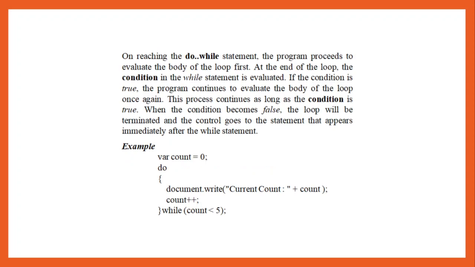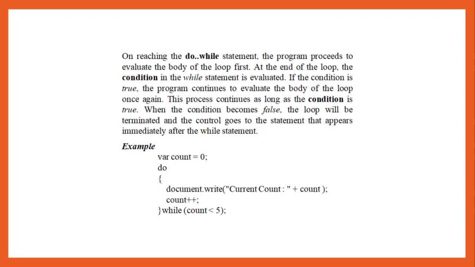See the example for the same program where count is 0. Here, whether the condition is true or false, the body of the loop is executed at least once. So count is 0. document.write(count++). Now it will check the condition 0 less than 5. Now the condition is true. Again it will execute the do while block. The body of the loop is executed until the condition fails.